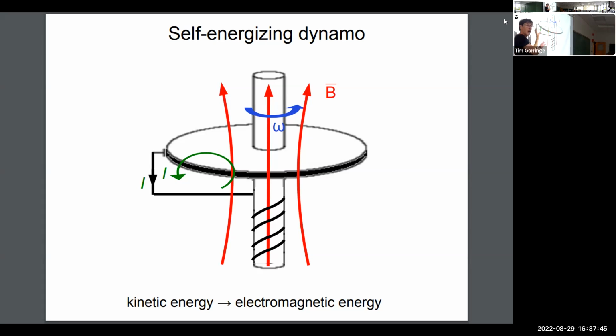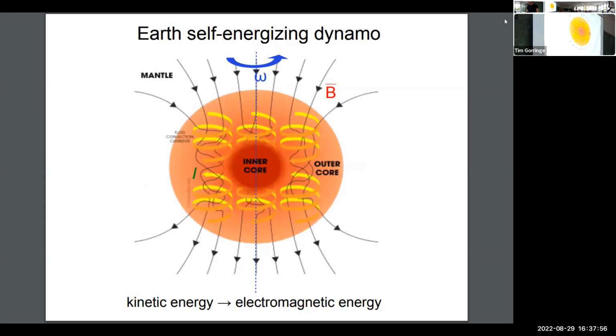But you can build a dynamo, and that's what dynamos are at power stations or whatever, that creates its own magnetic field, sustains its own magnetic field. And that's kind of what the Earth and the Sun are. So here's a picture for the Earth.